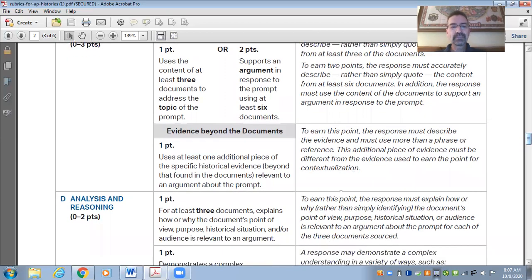And lastly, the fourth of the 4 points comes from something that I've always found students find a little more challenging. And that's just because they're not always sure what it is they're trying to do. One of the analysis points you earn comes for at least 3 of the documents that you use. So if you're using 6 documents, half of them, you have to do this. Explain how or why the document's point of view, purpose, historical situation, and/or audience is relevant to the argument.